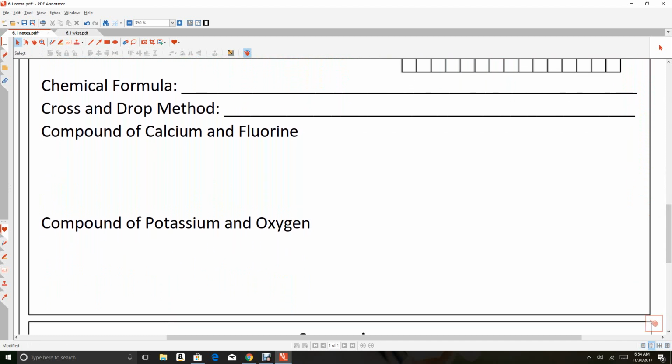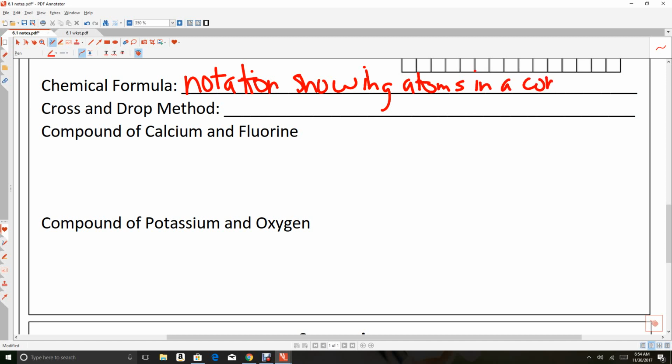All right, so we have our chemical formula. We're almost done here. Chemical formula is just a notation showing atoms in a compound. Okay, so it's just this notation that tells us the number of atoms in a compound.